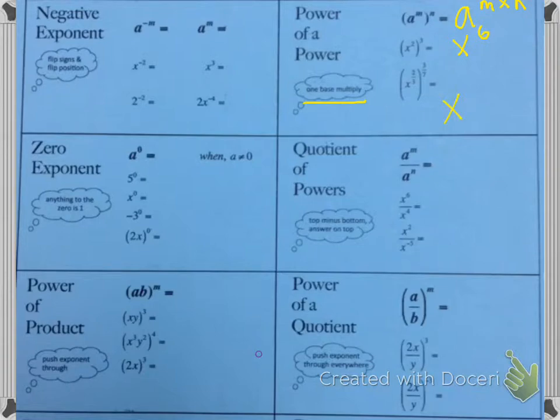Here, same thing, except you have fractions. You're just going to multiply your fractions. Keep the base, and you multiply your exponents. So 2 times 3 is 6. 3 times 7 is 21. 6 over 21.